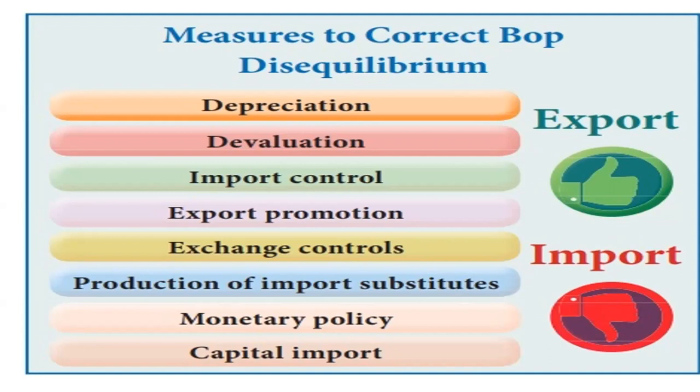If a country manufactures substitutes in its own country using its local resources, it will not need to import from the foreign country. It will be beneficial for us, not for that other country, because it will help us save a lot of money. And then the monetary policy of a country and capital import. All these are measures to correct the disequilibrium.